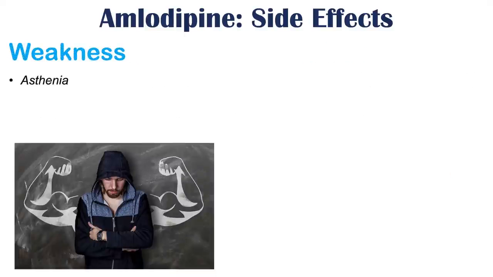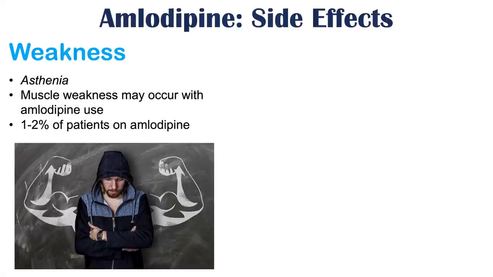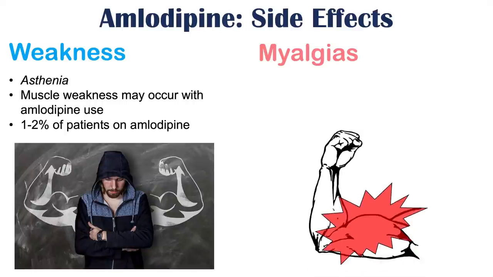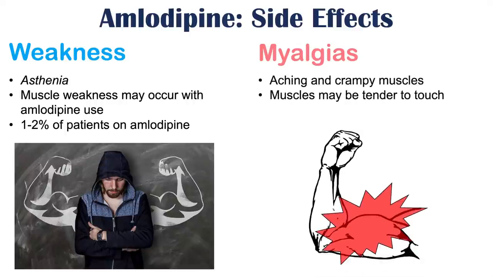Weakness is also another side effect, so this is also known as asthenia. Muscle weakness can occur, and again, this is roughly 1 to 2% of patients on amlodipine. And then myalgias can also occur with amlodipine use, so this is where muscles ache and feel crampy, and they may be tender to touch as well. And again, this is estimated to affect 1 to 2% of patients.